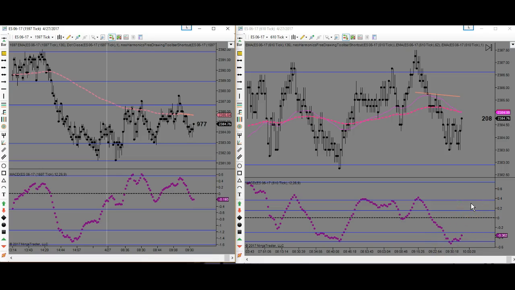So this is the type of market that you don't trade from the EMAs. This is the type of market that you trade from area to area, or you just sit and watch.